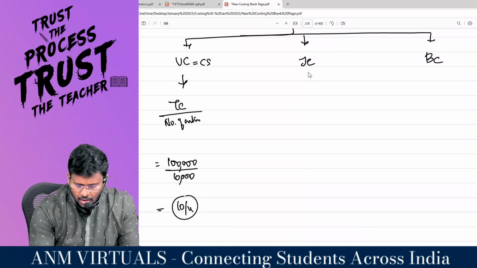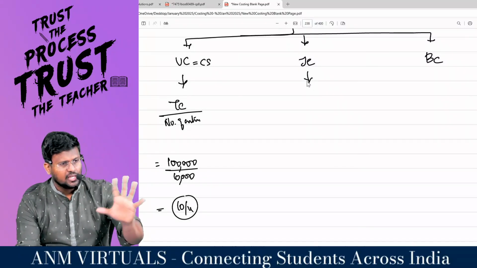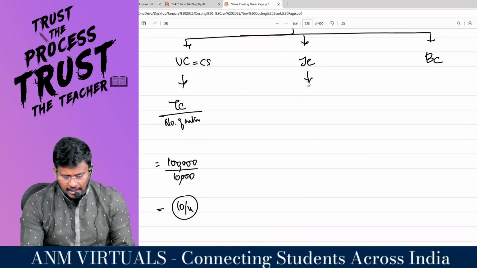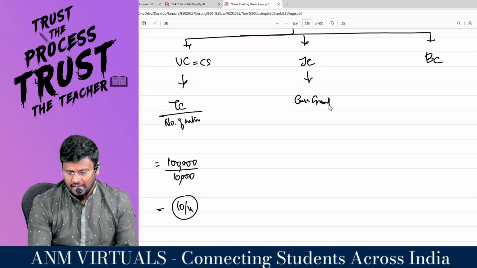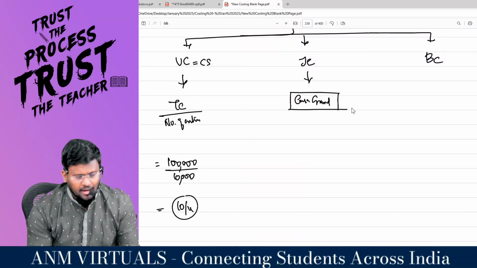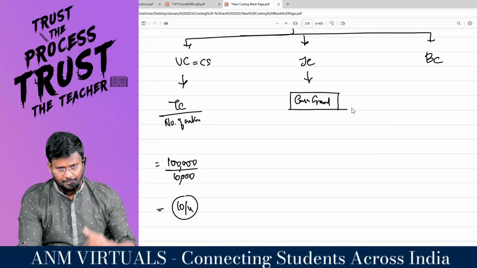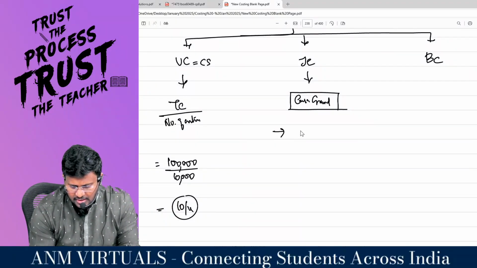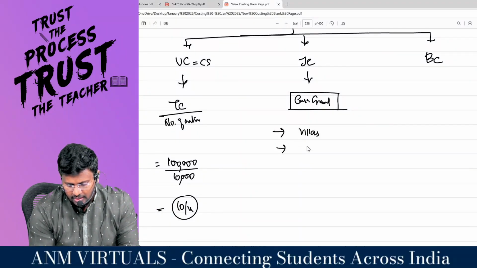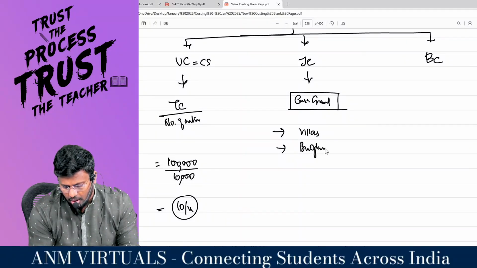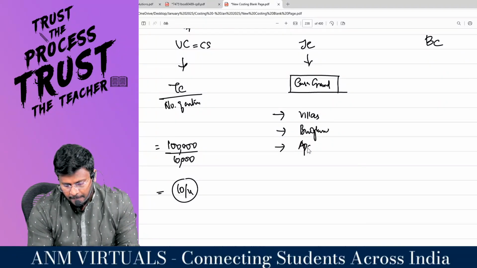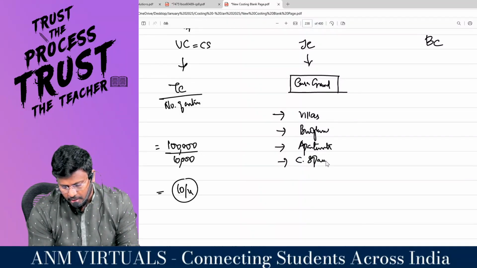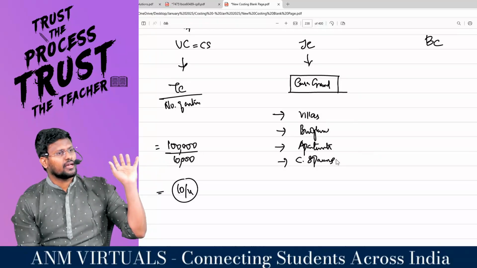With regard to job costing, I will give you an example. There is Casa Grande. Have you heard about Casa Grande? What are they doing? They are in the infrastructure sector. They are constructing villas, bungalows, apartments, and commercial spaces. All the infrastructure related construction they are doing.